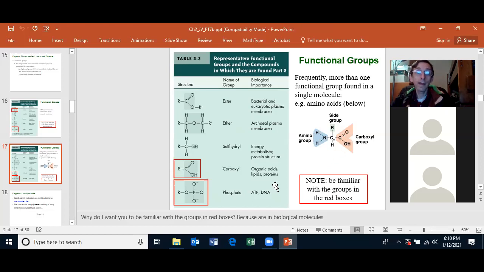Why do you think I want you to know the groups that are surrounded by the red boxes? Probably going to be on the test. Well, yes, that is true, but there's another reason.